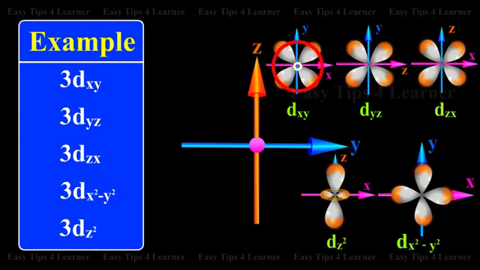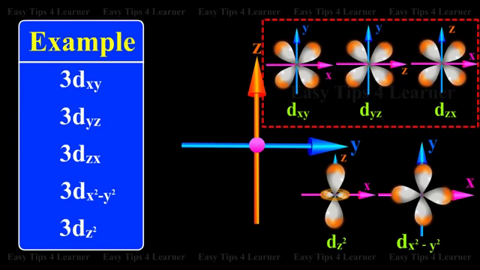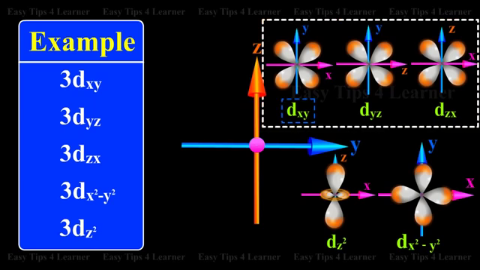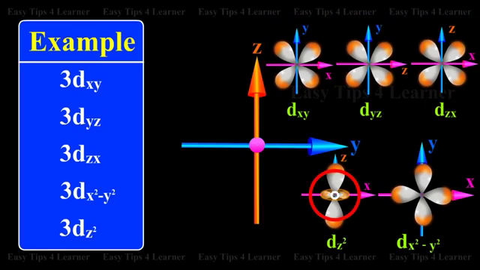The dxy, dyz, and dzx orbitals have the same shape, that is cloverleaf shape, but they lie in xy, yz, and zx planes respectively. The dz square orbital is symmetrical about the z-axis and has a dumbbell shape with a donut-shaped electron cloud in the center. The dx square minus y square orbital is also clover-shaped, but its leaves are directed along the x and y axis.